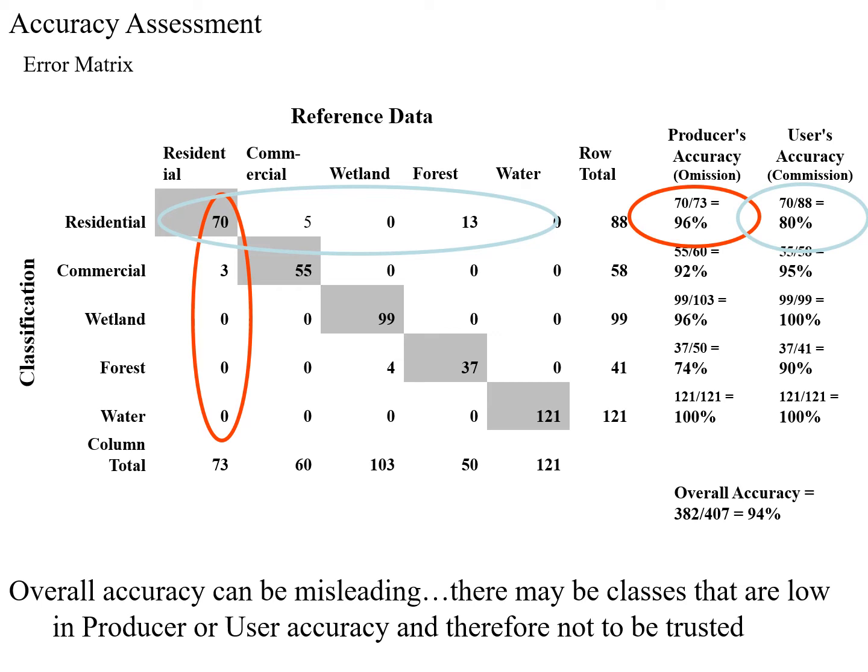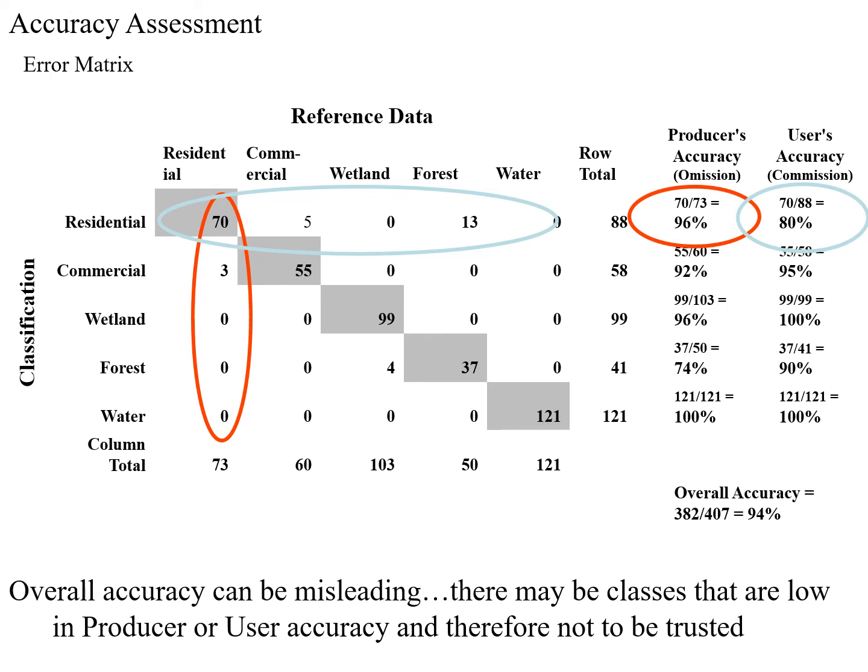Another class, like forests, the producer's accuracy is relatively poor. It's only 74%. So only 74% of what I was looking at was actually forest, and the rest of it was residential. On the other hand, the user's accuracy for that particular class is 90%.